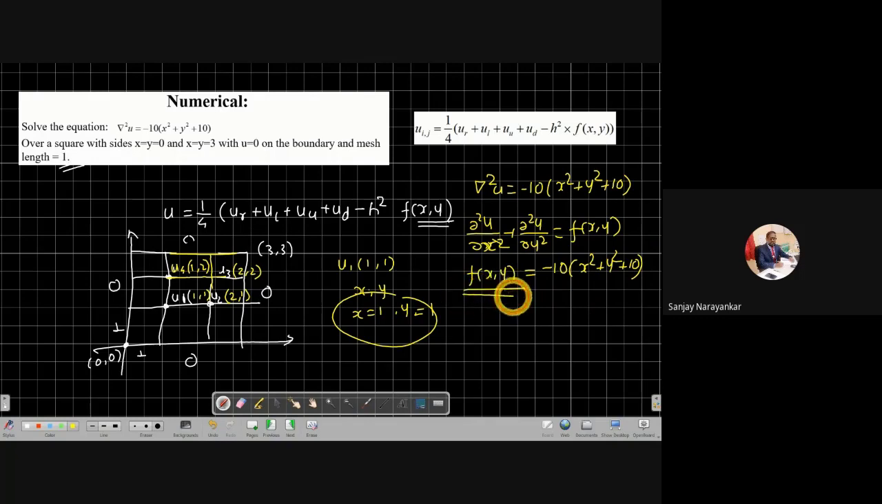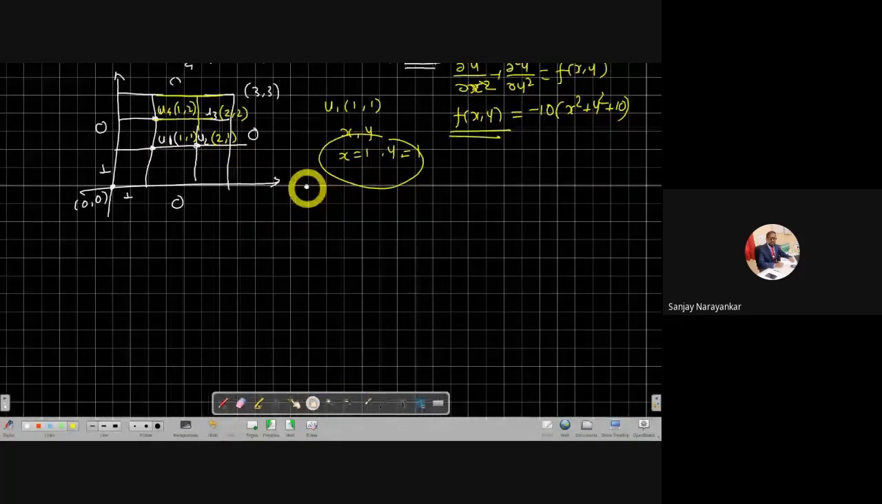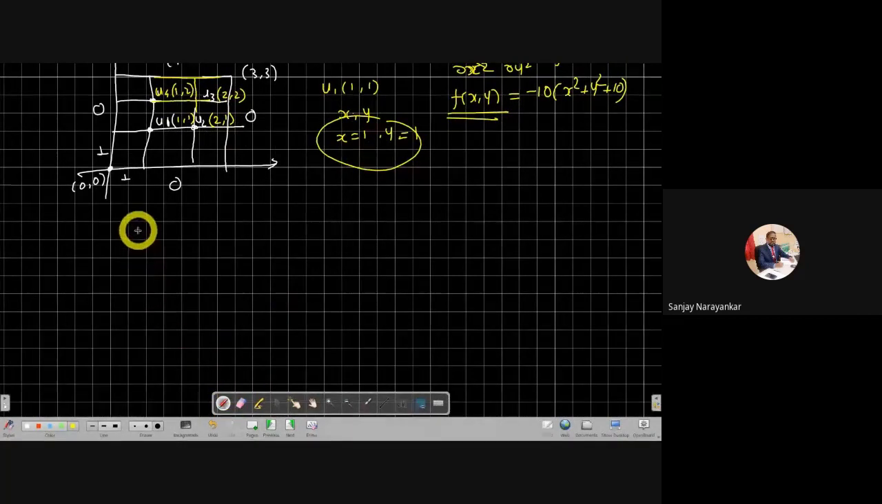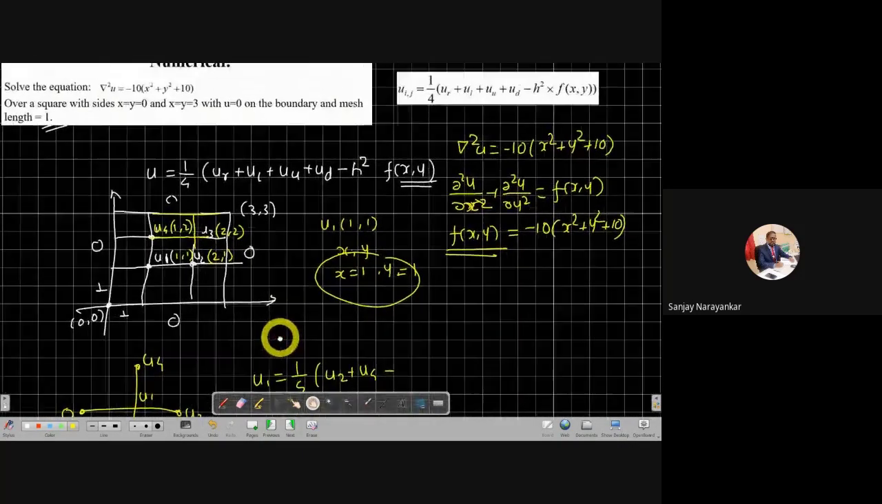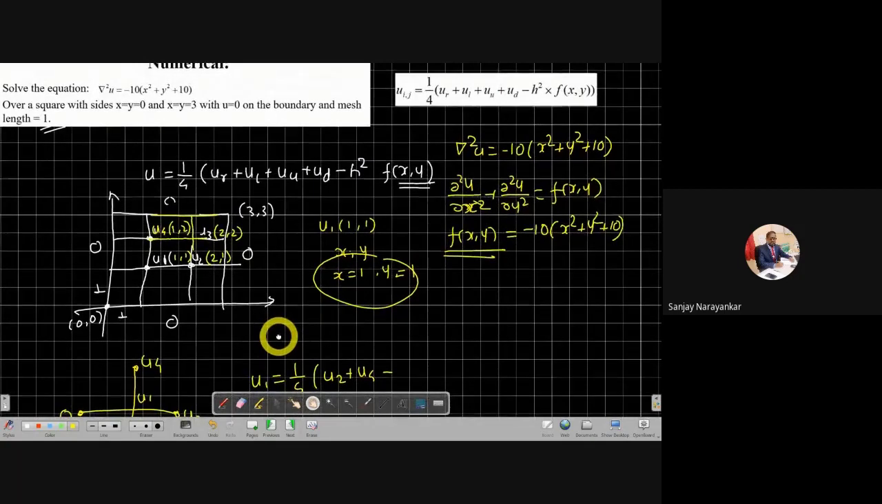आता U1 फाइंड करताना काय असेल इक्वेशन आपलं, कसं लिहायचं U1 साठी? परत ग्रिड सिस्टम लिहायची. U1, tell me here what is this? U2, U4, and this is 0, and this is 0. So I can get the U1 is equal to 1/4 U2 plus U4 minus h square ची व्हॅल्यू काय दिली इथे? h ची व्हॅल्यू काय? 1.